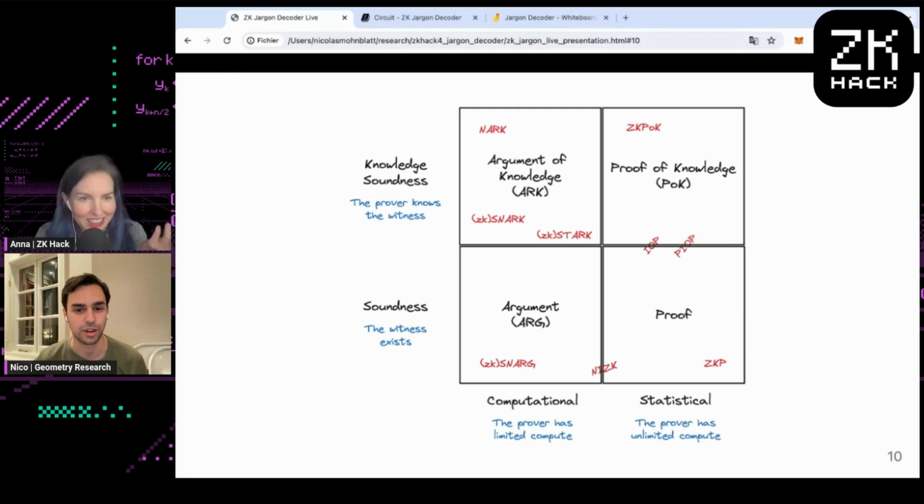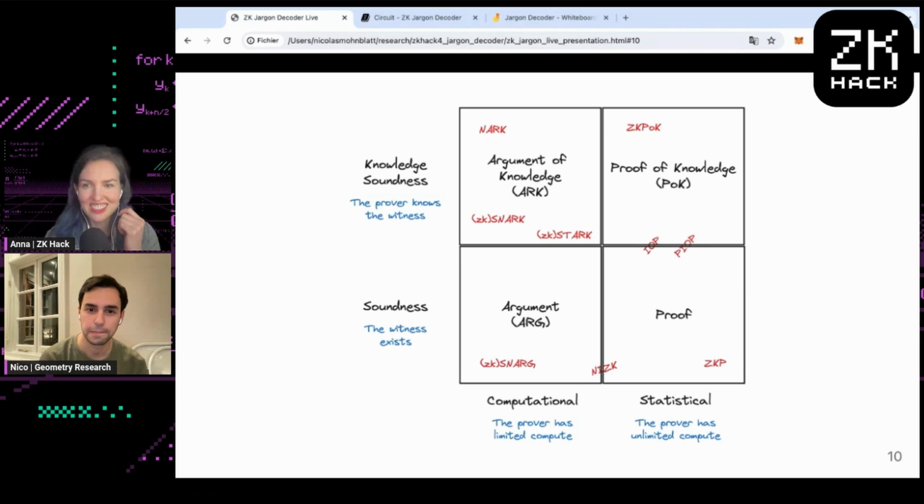NISC is one that people often see, non-interactive zero knowledge. I have it on the border because the acronym itself doesn't specify if it's a proof or an argument. Usually when people say NISC, they mean a non-interactive zero knowledge proof, so it's usually more on the proof side. But yeah, it's sort of ambivalent.